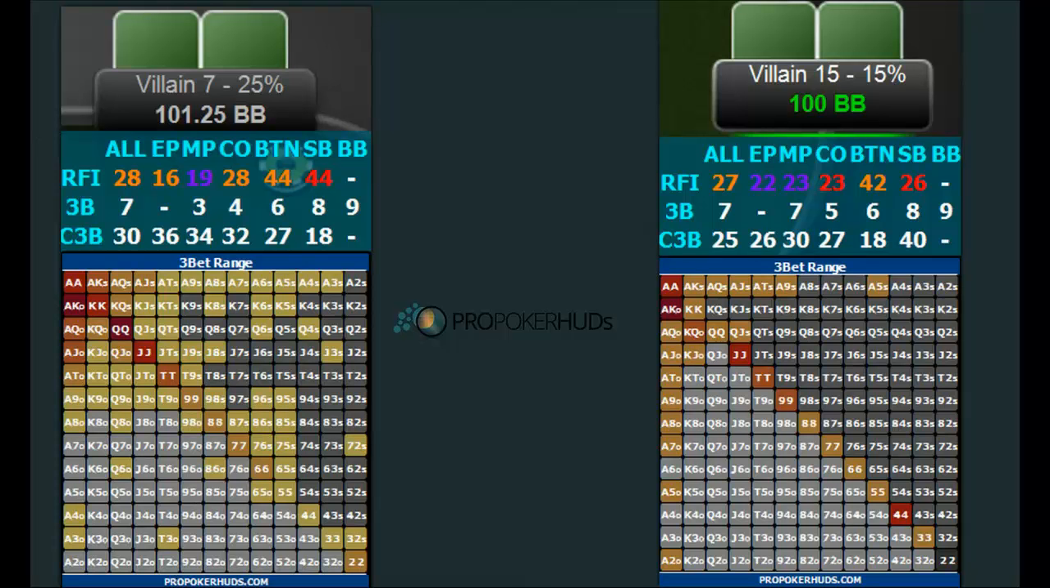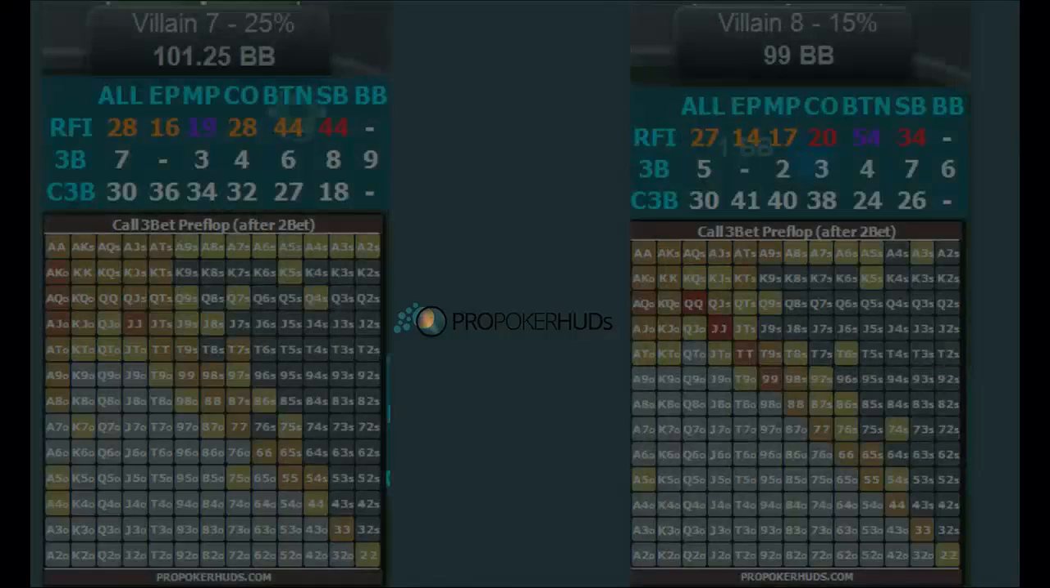Using information from the heat maps, our response to each is relatively simple in both cases. We have to have a wider calling and light 4-betting range versus the villain on the left, and play more conservatively versus the villain on the right.